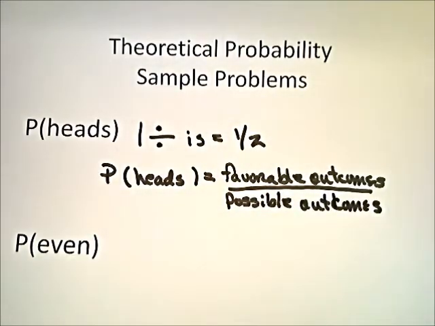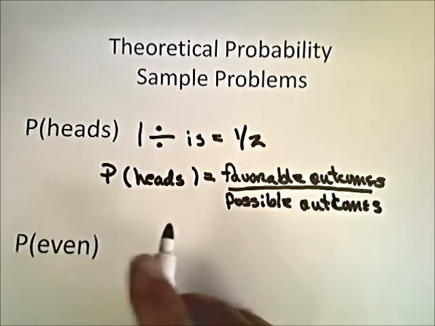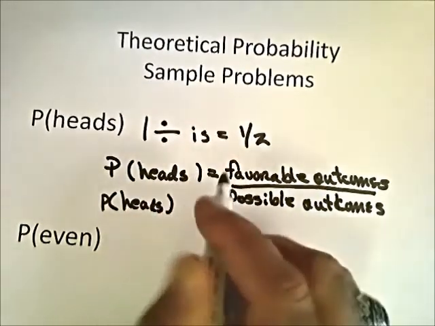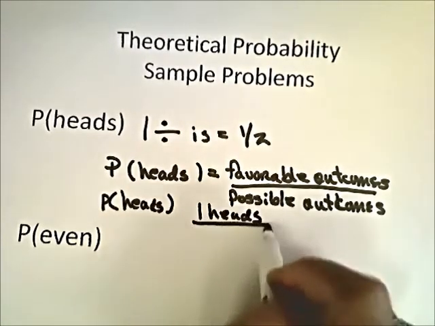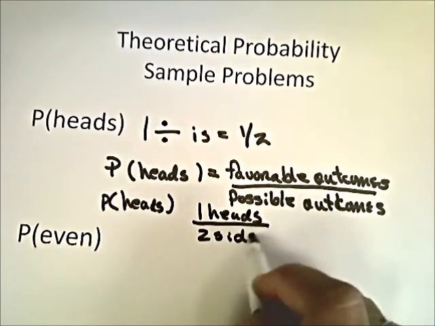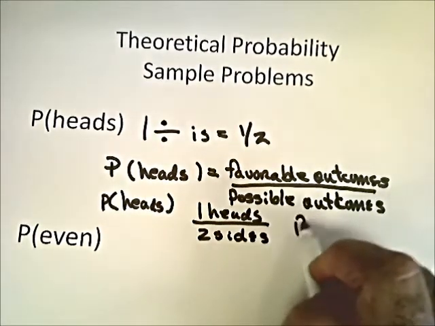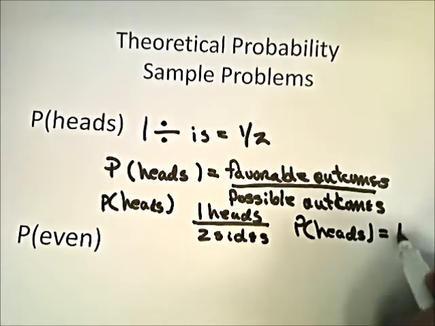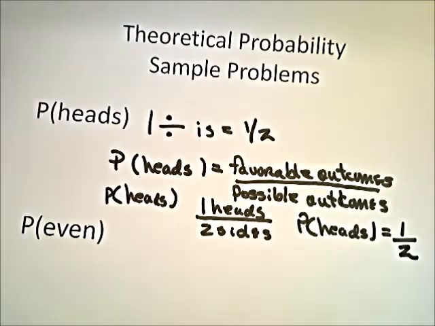Favorable outcomes over possible outcomes. Or we could also say that P(heads) would be 1 heads over 2 sides, and that again as a fraction would be P(heads) would equal 1 as our favorable outcome over 2 possibilities. That's P(heads).